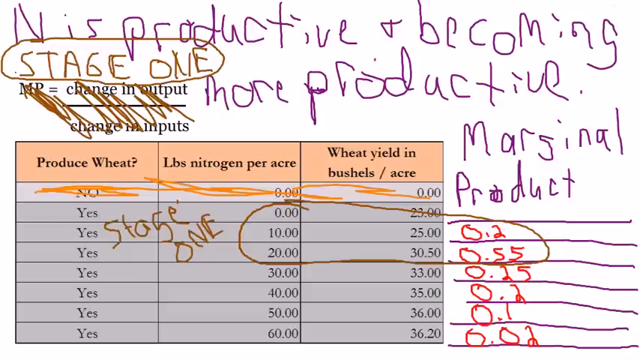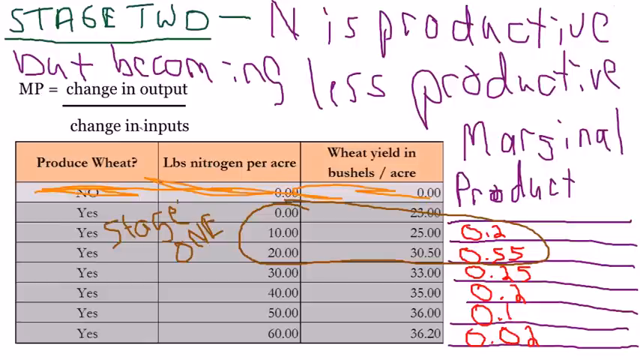Now stage 2 is where nitrogen is productive but becoming less productive the more you use. So stage 2 would be where the marginal product is still positive. You put down more nitrogen, you get more yield, but the marginal product is declining the more nitrogen you use. Well, if you look over here, we see marginal product go from 0.55 to 0.25 to 0.2 to 0.1 to 0.02. Over that entire region, marginal product is positive but declining. So stage 2 is going to be the rest of this table.